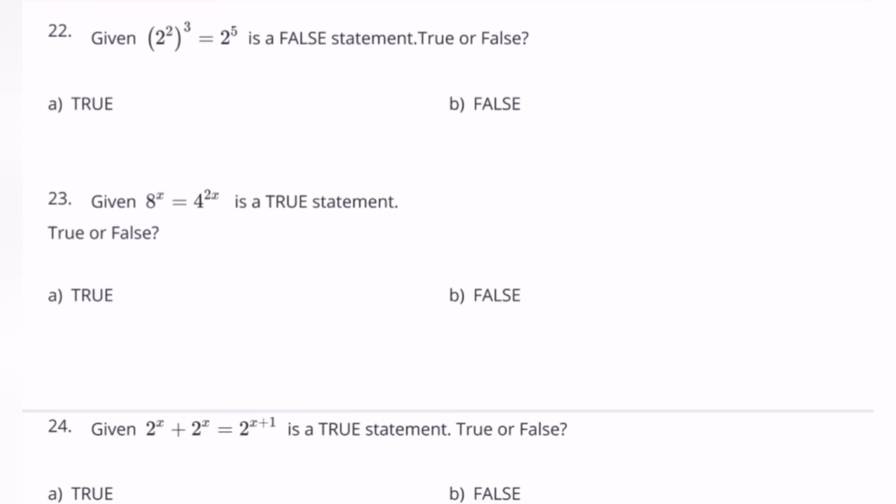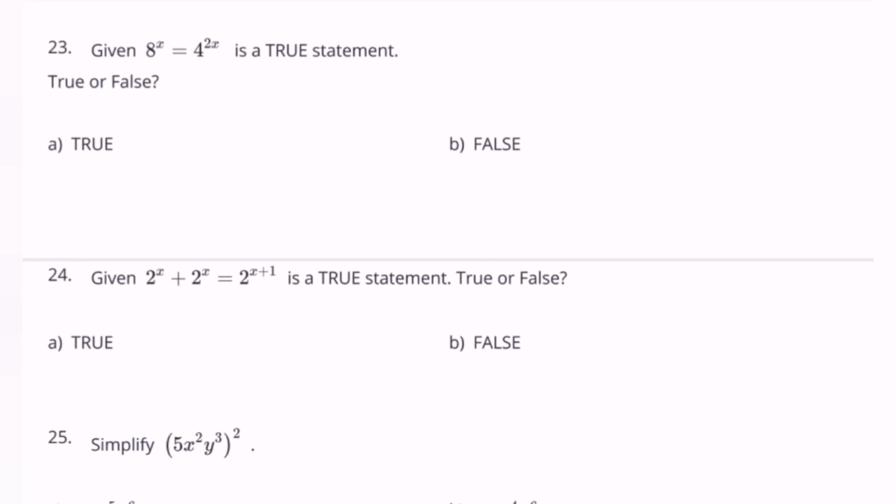Next, question 22. We have 2 to the power of 2, bracket, to the power of 3, which is equal to 2 to the power of 5. By referring to the law for power, where we have a to the power of m, power of n, which is equal to a to the power of mn. So we have 2 to the power of 2, bracket, to the power of 3. So the answer would be 2 to the power of 6. So referring to the question, they said this is a false statement. So the answer is true.